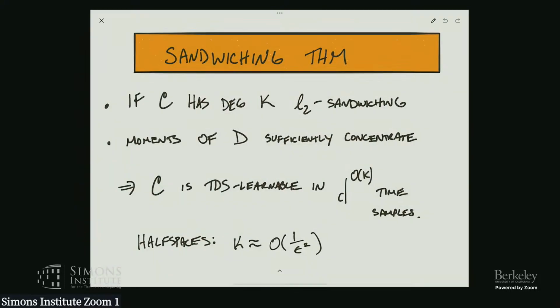And it turns out what you can prove is that if your function class admits a degree k L2 sandwiching polynomial, and the moments of D prime and D sufficiently concentrate, then you can TDS learn this function class in time d to the order k. And for halfspaces, you get d to the order 1/epsilon squared. You might say, wait, I thought we could do d to the log 1/epsilon, but that was without noise. This will handle the cases where lambda is non-zero.